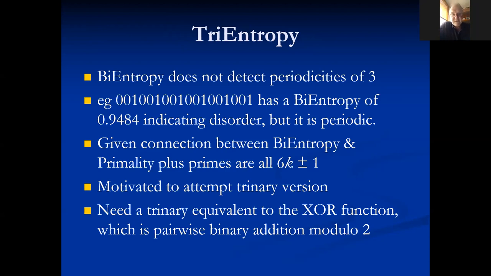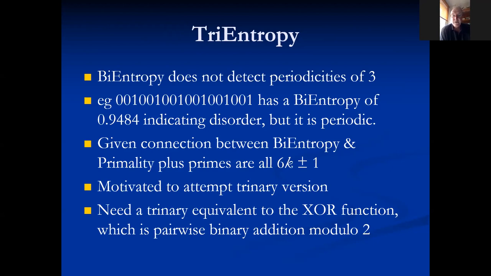I didn't look forward to doing this because I knew it was going to be hard, and it was hard. Because we know that all primes are of the form 6k plus or minus 1, I was going to have to do trientropy. I've never done trientropic work. My computer is a binary computer, and I'm trying to get a binary computer to do trinary arithmetic. I knew it was going to involve me doing some actual work. The most important thing was that I needed a trinary equivalent of the exclusive OR function, and I got a little assistance from John Amston on this.